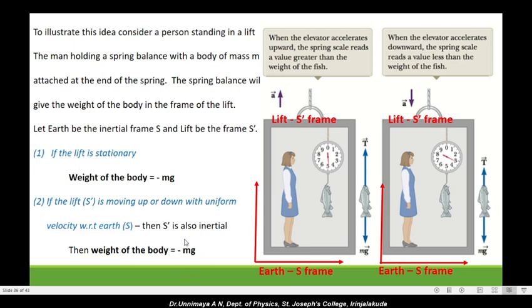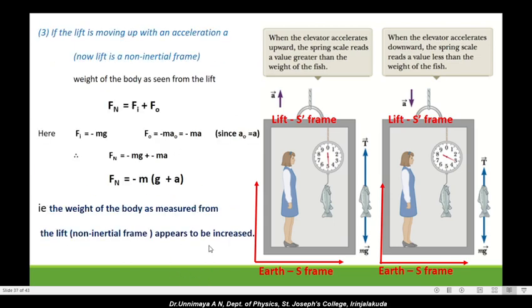ഈ കേസിലും എന്തായിരിക്കും വെയിറ്റ് ഓഫ് ദ ബോഡി വരുന്നത്? മൈനസ് എം ജി. എന്തുകൊണ്ടാണ്? എസ് പ്രൈം ഫ്രെയിമും ഇനേർഷ്യൽ ആണ്, അത് യൂണിഫോം വെലോസിറ്റിയിലാണ് മൂവ് ചെയ്യുന്നത്. സോ ദ ലിഫ്റ്റ് ഈസ് ഓൾസോ ആൻ ഇനേർഷ്യൽ ഫ്രെയിം. ഇൻ ദാറ്റ് കേസ് the weight of the body is also equal to minus mg. ഇപ്പോൾ ലിഫ്റ്റ് സ്റ്റേഷനറി ആണെങ്കിലും ലിഫ്റ്റ് മൂവ്സ് വിത്ത് കോൺസ്റ്റന്റ് വെലോസിറ്റി വിത്ത് റെസ്പെക്ട് ടു എർത്ത് ആണെങ്കിലും എന്തായിരിക്കും വെയിറ്റ് ഓഫ് ദ ബോഡി? വെയിറ്റ് ഓഫ് ദ ബോഡി ഈസ് ഈക്വൽ ടു മൈനസ് എം ജി.